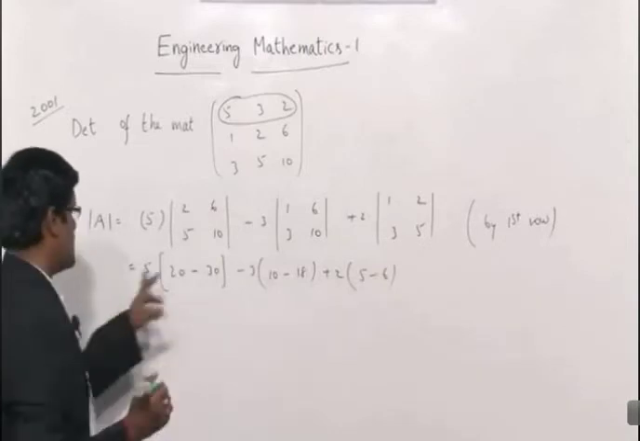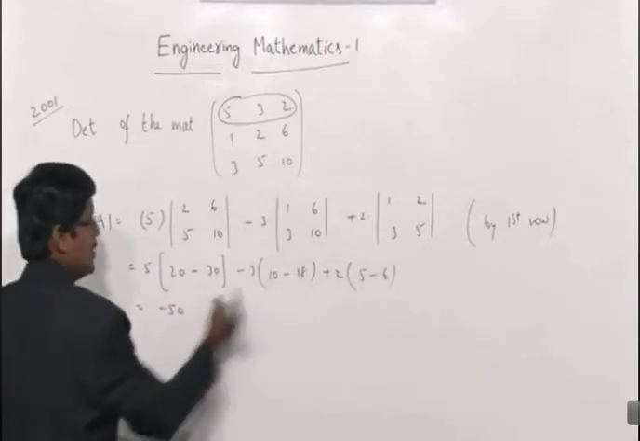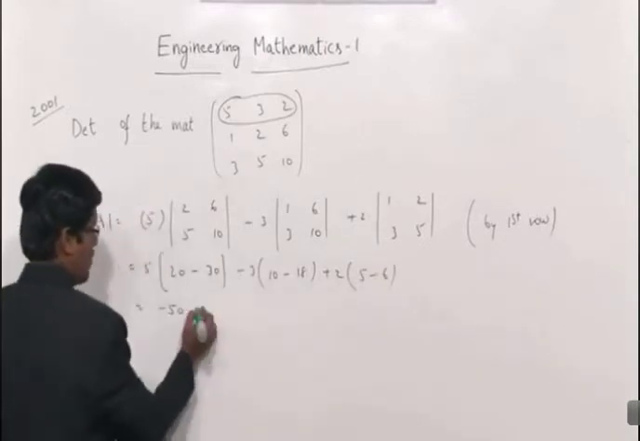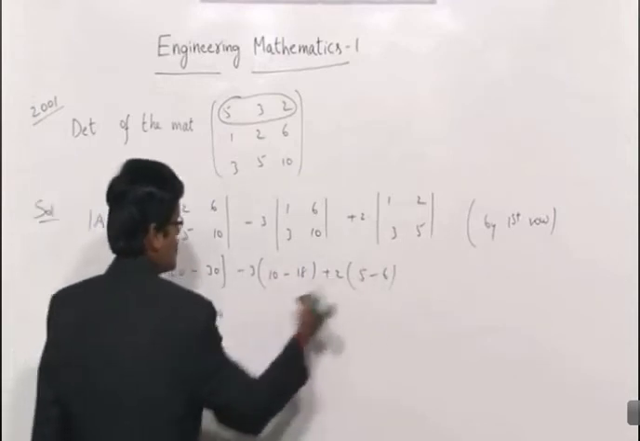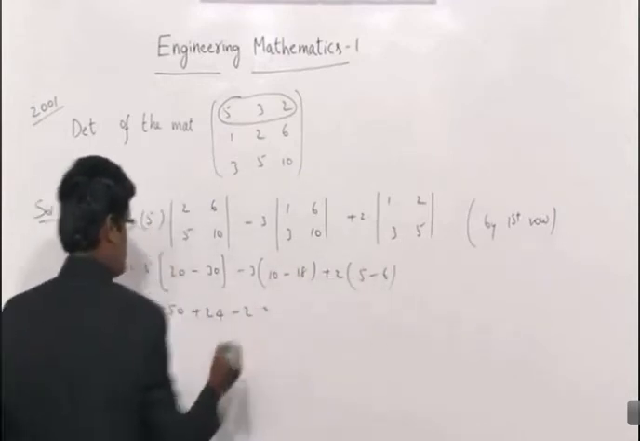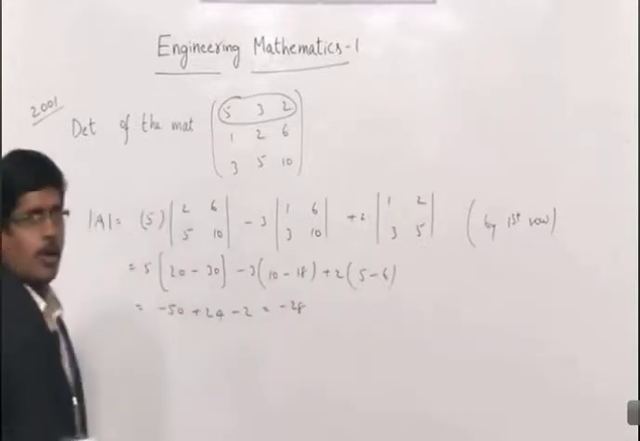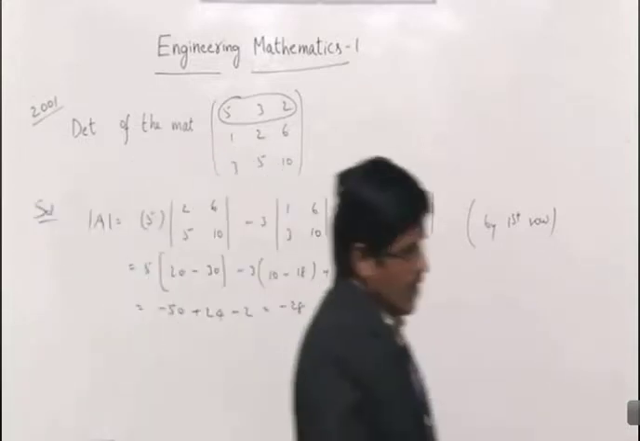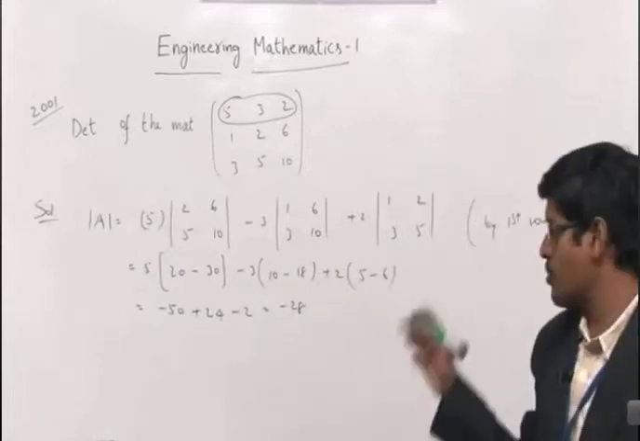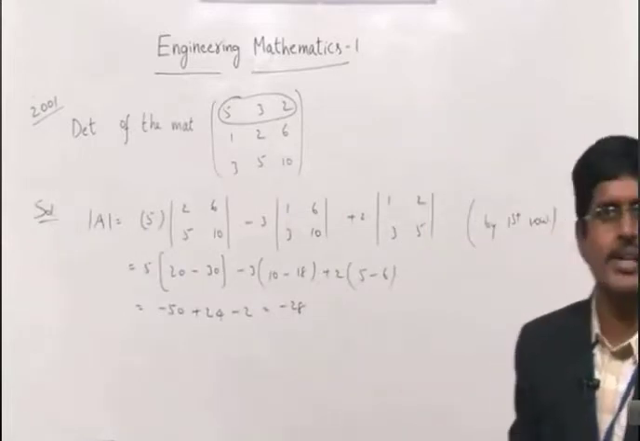Now this simplifies to minus 10 into 5 minus 50. This is minus 8 into minus 3 plus 24. Minus 1 into plus 2 minus 2. So this is minus 52 plus 24, which is minus 28. It is a 2 marks problem. Even though the question does not ask for the inverse, I am showing you in this problem how to find A inverse.